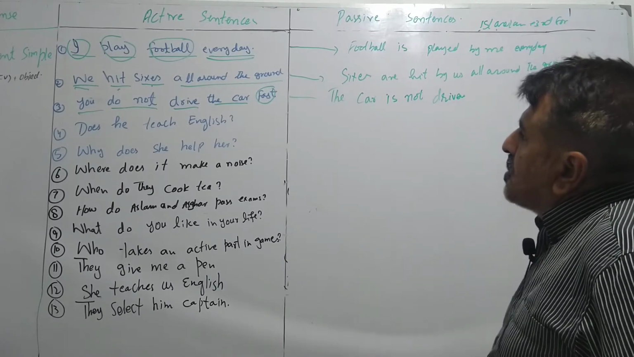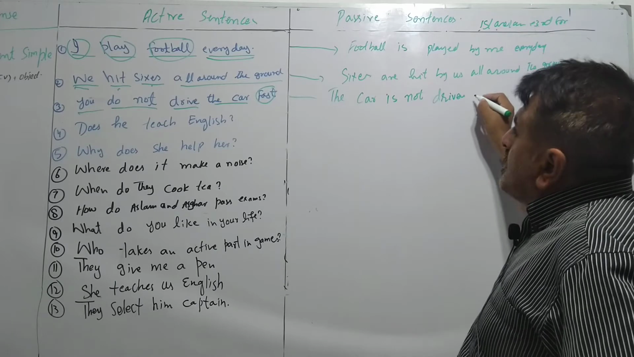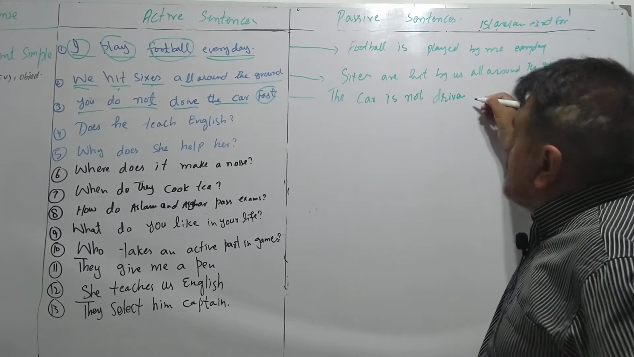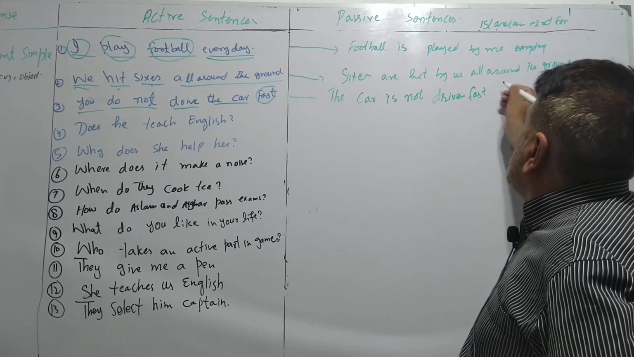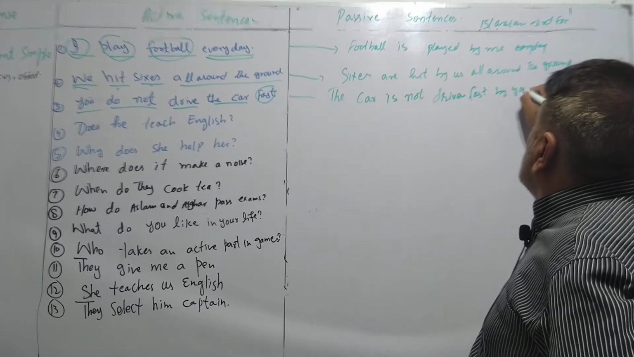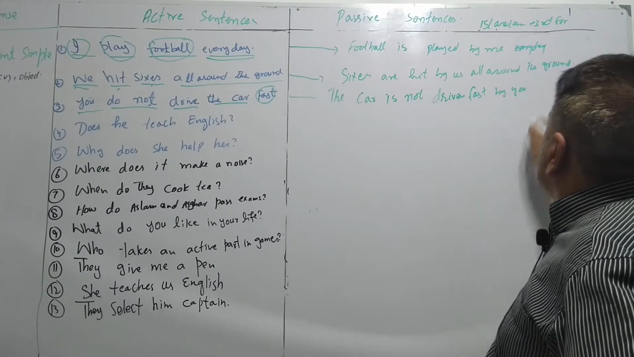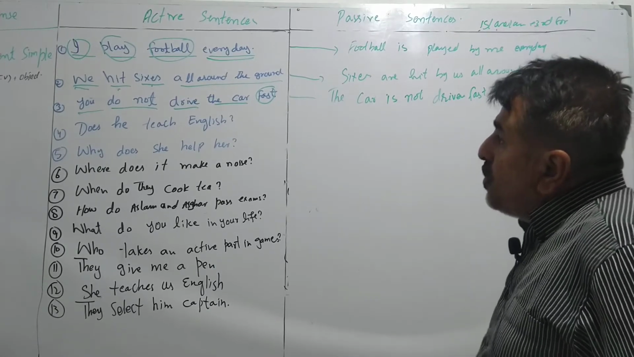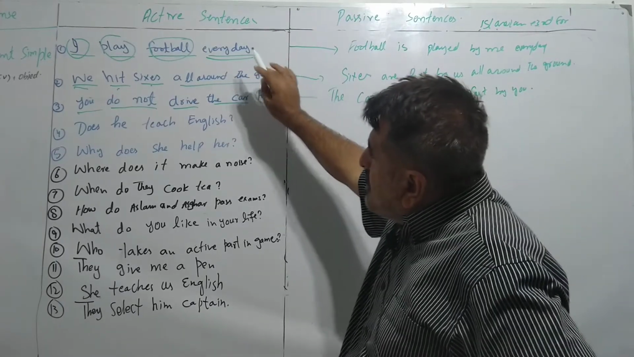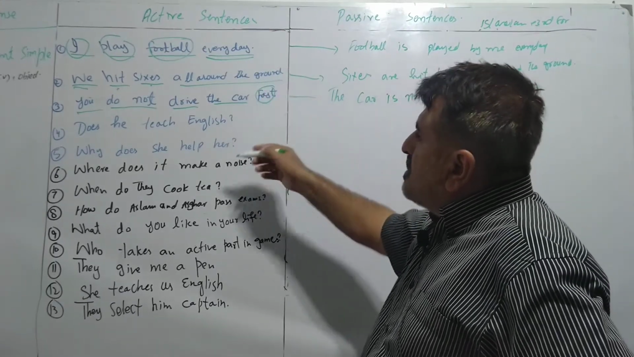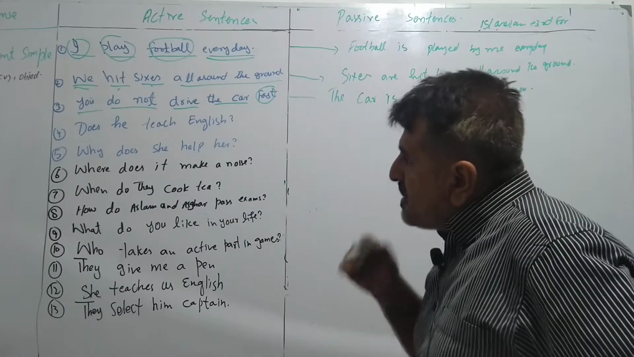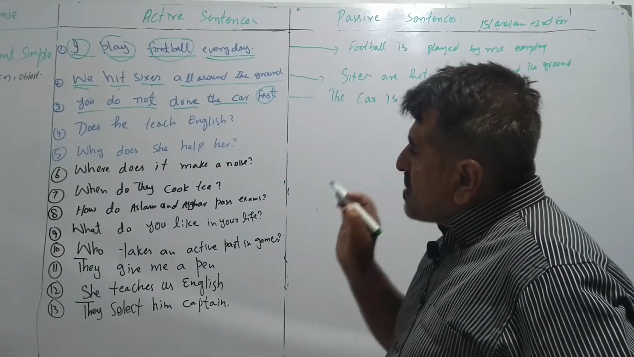The car is not driven. The car is not driven fast by you. You can put this fast, full stop. Positive statement, negative statement. Sentence number 4: the tense is the same, but the structure changes.